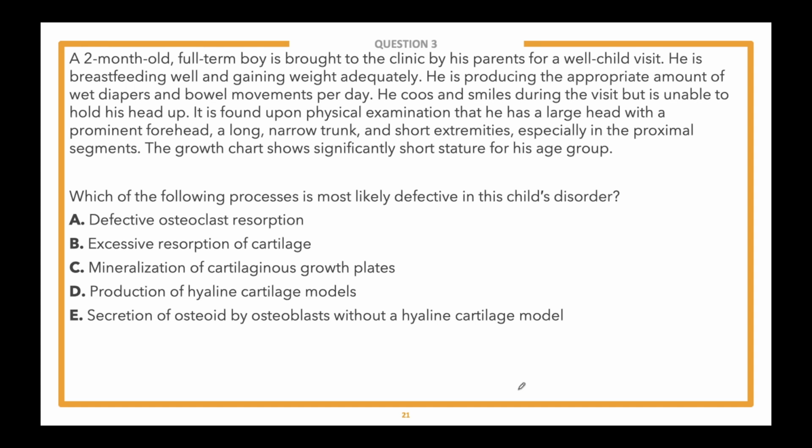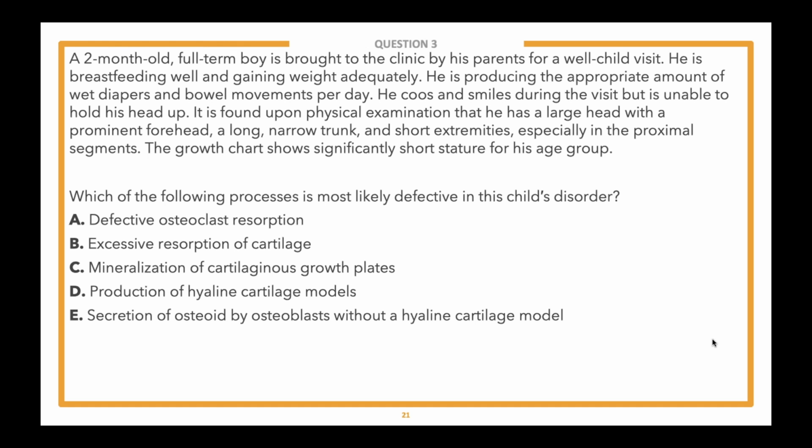So let's take a look at those answer choices and see what we are working with. Once again, we are going to start at the bottom and work our way to the top. Answer choice E, secretion of osteoid by osteoblasts without a hyaline cartilage model. D, production of hyaline cartilage models. C, mineralization of cartilaginous growth plates. B, excessive resorption of cartilage. And A, defective osteoclast resorption. So a lot of words there, but important to differentiate those answer choices.